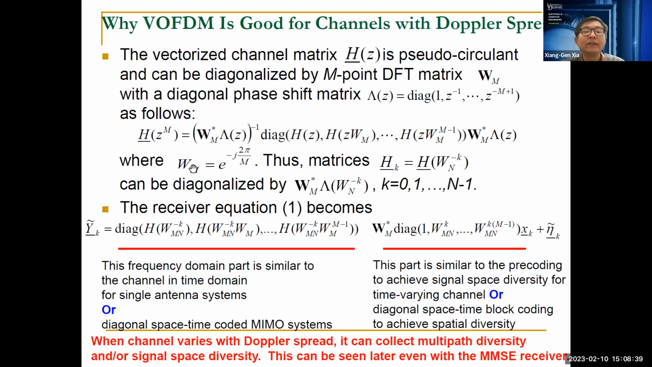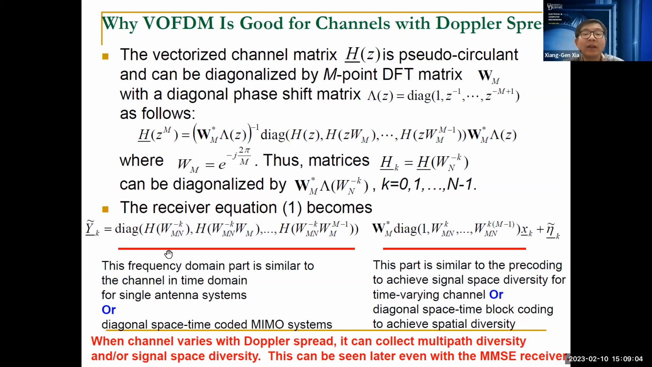And here W_M is this M-point root of unity, and this is basically the evaluation of the pseudo-circulant matrix at the k-th frequency, the DFT discrete frequency. Okay, and this is the diagonal matrix, the diagonalized pseudo-circulant matrix. And this is for the vectorized channel matrix.